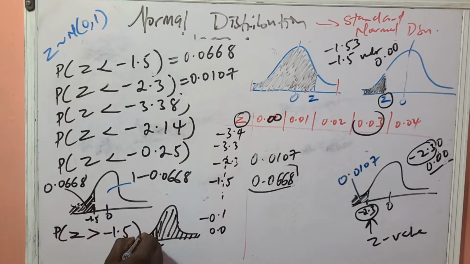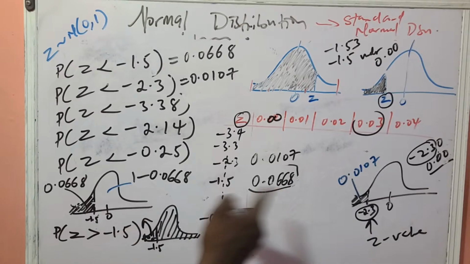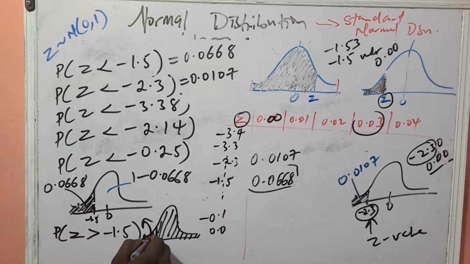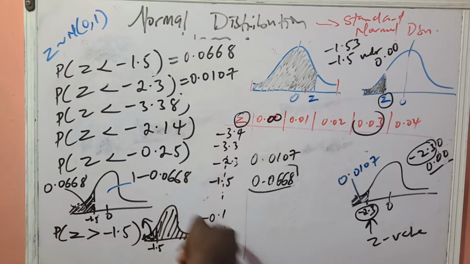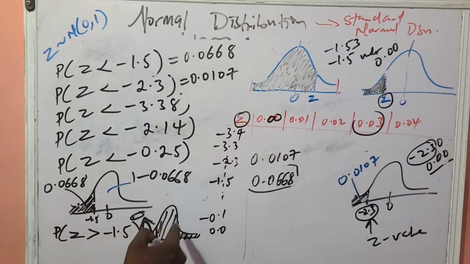And this place it will represent. You'll be getting this place from the table. If you're given this question now, what you will find for minus 1.5 in your table will be giving you this place. You won't have this other side you are interested in. So after getting this place, all you have to do is just say 1 minus whatever you got here. Then that will be your answer. That's the trick to it.